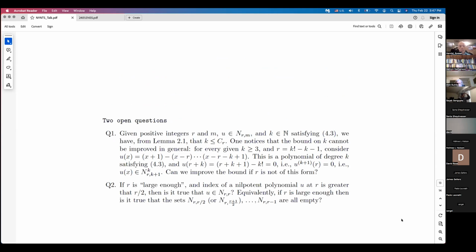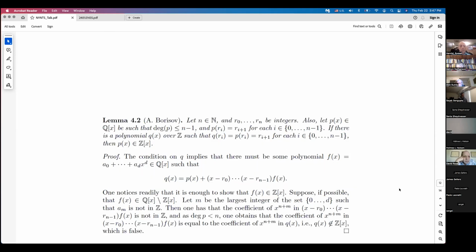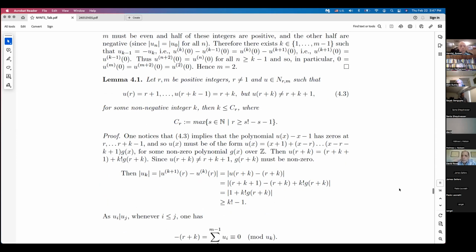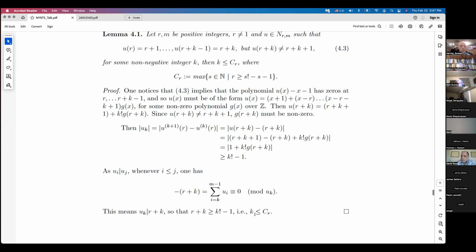So I would like to end the talk with 2 questions. First one is about this lemma that we considered, lemma 4.1. We have said that k is less than or equal to CR. We have not said that k is strictly less than CR. So my question is, can this bound be improved? Well, in general, no. It cannot be improved in general.